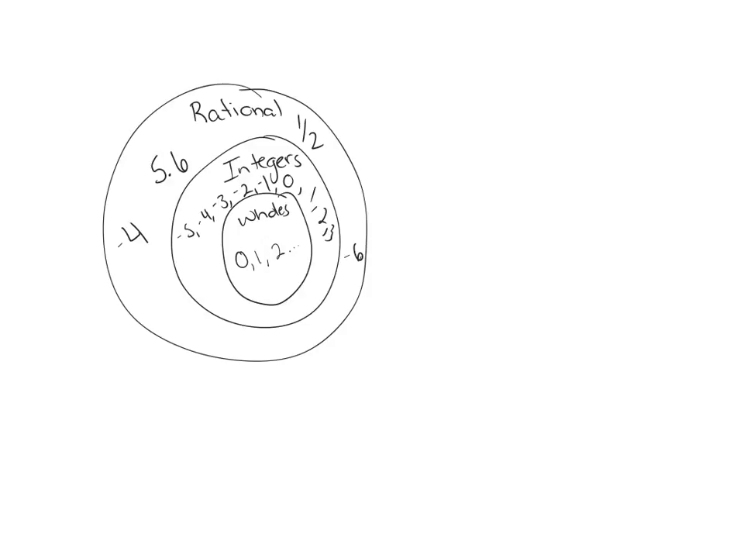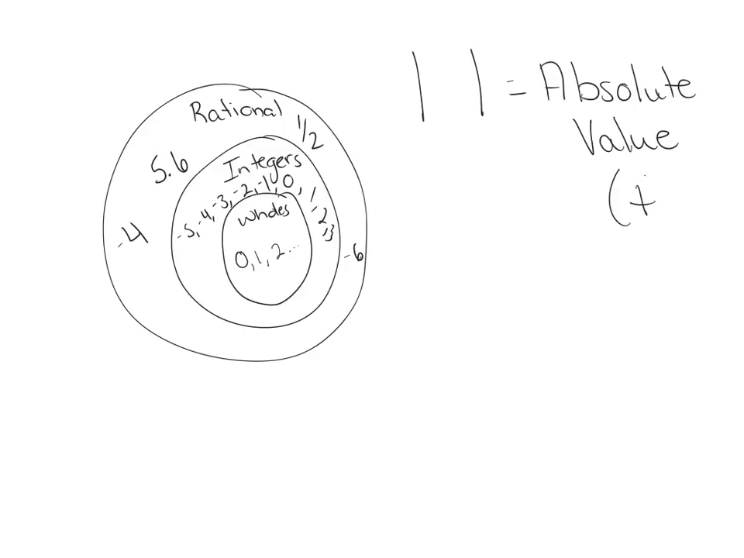Okay, another thing to keep in mind is the absolute value sign. Remember, we talked about this earlier. This means absolute value. It's the distance from 0. And it's always going to be positive. Your answer should always be positive in the absolute value.